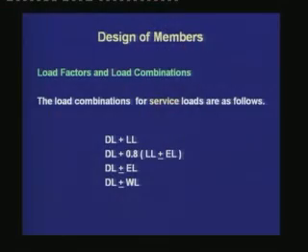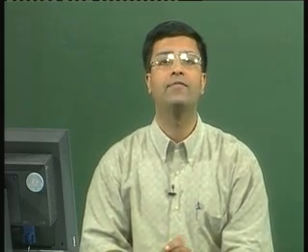The load combinations for service loads are as follows: dead load plus live load, dead load plus 0.8 times live load plus minus earthquake load, dead load plus minus earthquake load, dead load plus minus wind load. Thus, we have two sets of load combinations. The first set is for the ultimate loads with higher load factors. The second set is the service loads which have load factor equal to 1 for most of the cases.